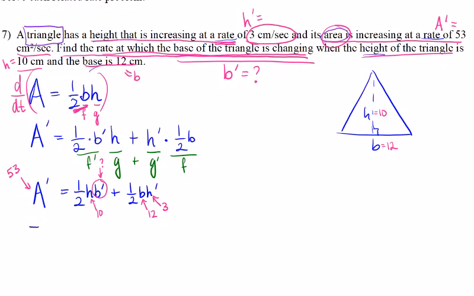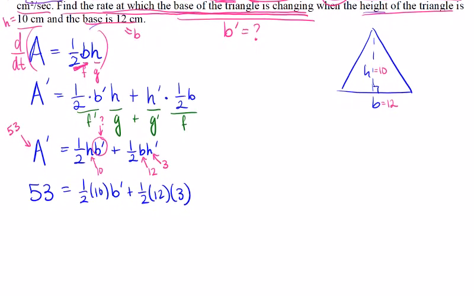So it's going to be 53 equals 1/2 times 10 times b prime plus 1/2 times 12 times 3. Okay, and then we can just simplify a little bit here. So 1/2 times 10 is just going to be 5, so 5b prime, and then plus, we multiply all these together. 1/2 times 12 is 6. 6 times 3 is 18. So we get 18. Then we can subtract 18 from both sides.